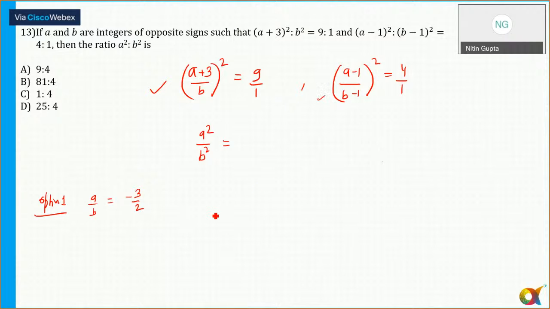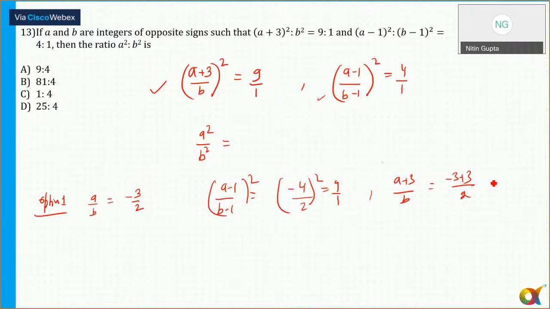If I say a equal to minus 3 and b equal to 2, then what is (a minus 1) upon (b minus 1)? Minus 3 minus 1 is minus 4, and 2 minus 1 is equal to 1. So if I take the square, it comes out to be 16 by 1, so it is satisfying the second case, but it will not satisfy the first case. Why? Because a plus 3, I have assumed a as minus 3, so minus 3 plus 3 by b, which is 2, is 0, which is not equal to 9 by 1. And remember, you need to do all these calculations orally, not start writing them out there.